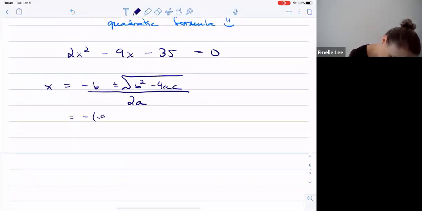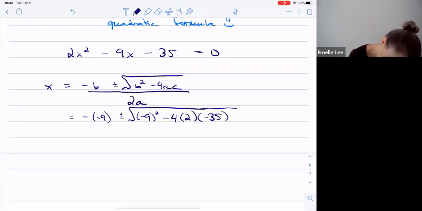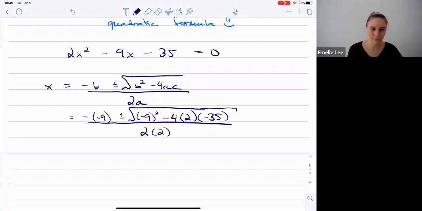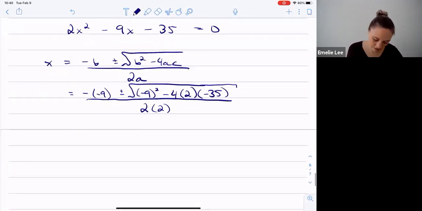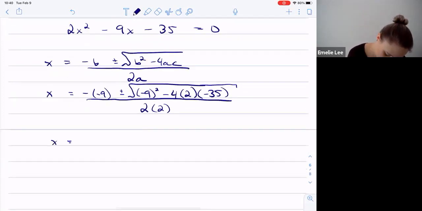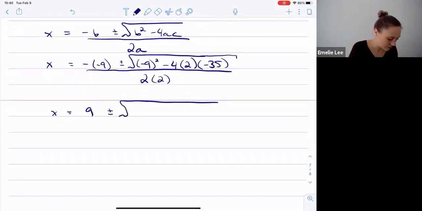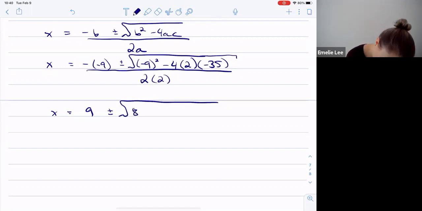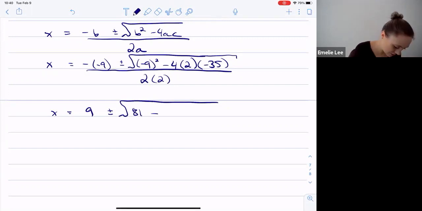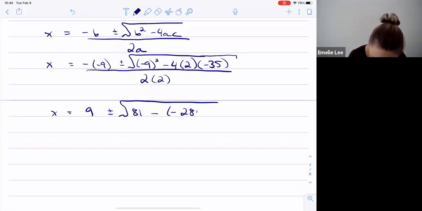So negative 9 plus minus the root of negative 9 squared minus 4 times 2 times negative 35 over 2 times 2. This is all equal to x. X is 9 plus minus, okay, 9 squared is 81 minus 4 times 2 times negative 35, negative 280.